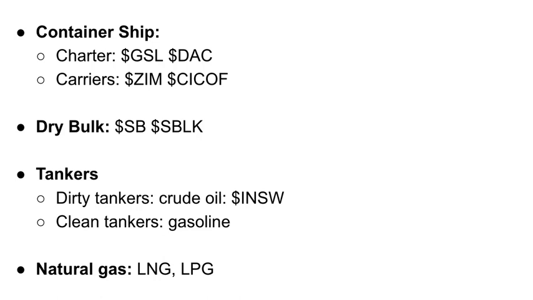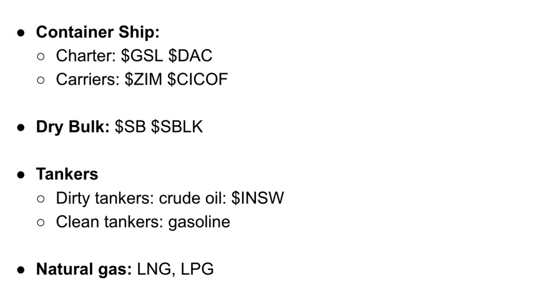When you're looking at them, there are actually two subcategories. One we call charter. Basically, they rent ships to those carriers. The charter names that we're looking at are Global Shipping Lease, GSL, and the Nanos, DAC. And carrier names, we're focusing on ZIM, and also there's a penny stock, CICOF, based in China. That one, the stock price is doing pretty well as well.